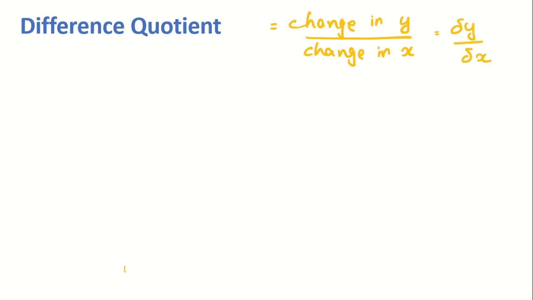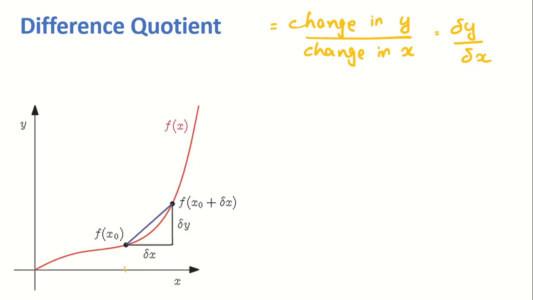And the next term we should understand is the difference quotient. Okay, the difference quotient is equal to the change in output divided by the change in input. Or we can say that it is the rate of change of output with respect to the input. And its representation is like this, delta y by delta x. And what is this? We can see an example. So for example, consider this function. This red line shows a function f of x.